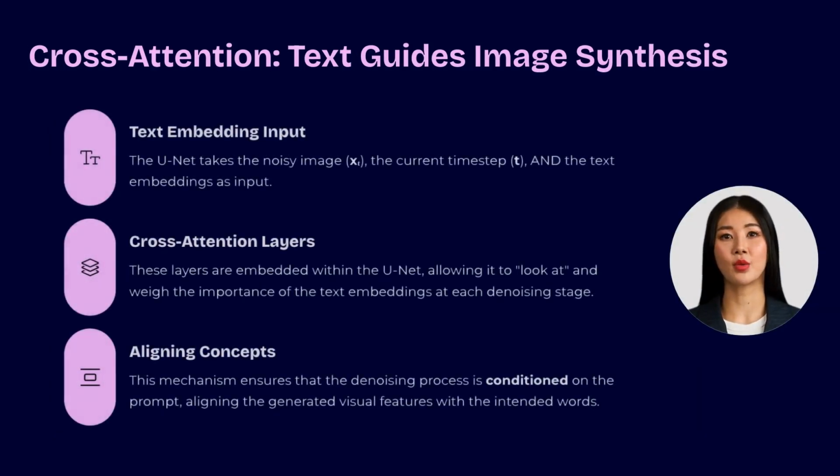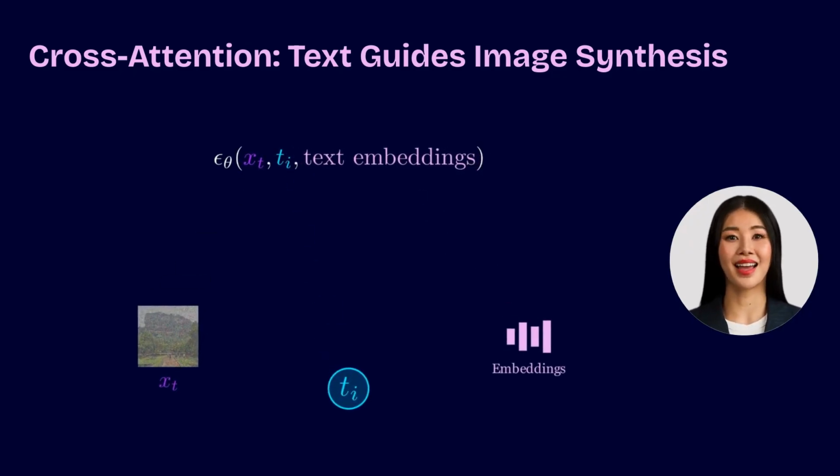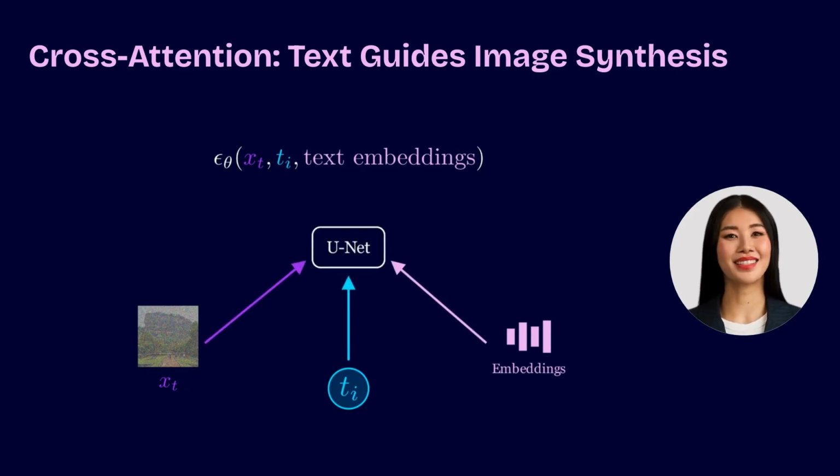So, how does the U-Net know what to denoise the image into? It can't just be random. This is where our text embeddings come back into play, through a mechanism called cross-attention. At each stage of the denoising process, the U-Net is allowed to look at the text embeddings. Special cross-attention layers inside the U-Net align the visual features it's working on with the meaning from the words. So, the U-Net receives 3 key inputs: the noisy image, the current time step so it knows how much noise to expect, and the text embeddings to guide it. This is how the text prompt guides the denoising process from pure noise into a coherent picture.